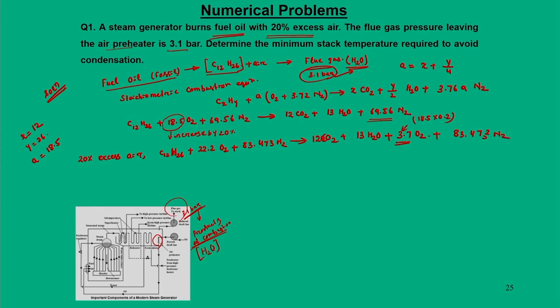Now, once we have this balanced equation, we will find the mole fraction of water. If I say YH2O is the mole fraction of water, it is 13, the number of moles of water, divided by the total moles, which is 12 plus 13 plus 3.7 plus 83.473. This number is 0.116. Why do we need to calculate the mole fraction of water? Because correspondingly we need to find the partial pressure.